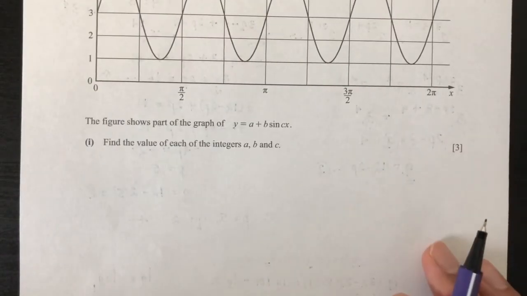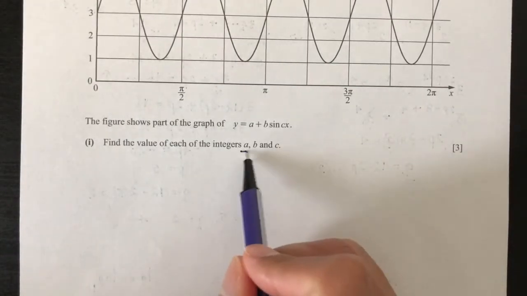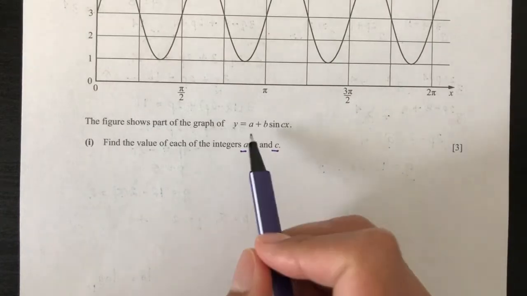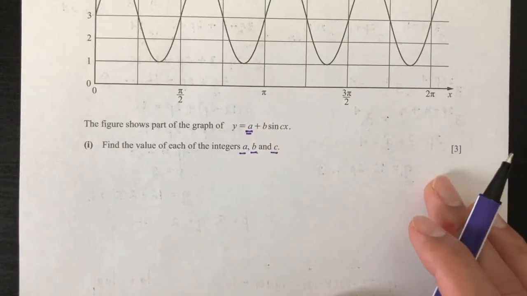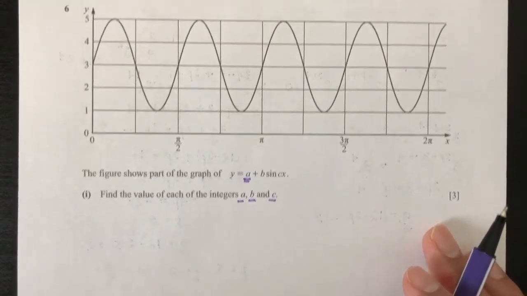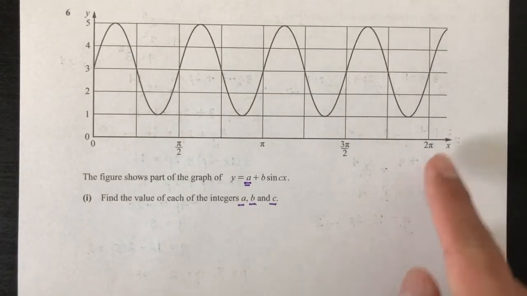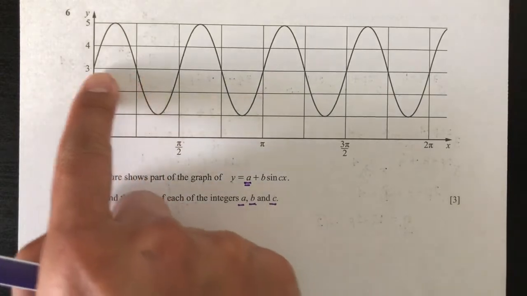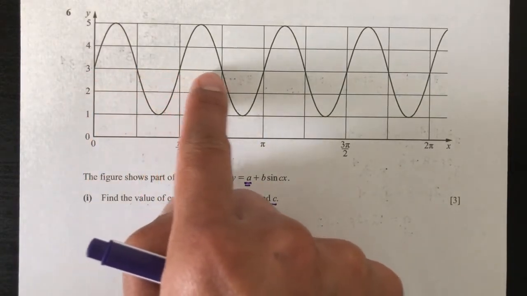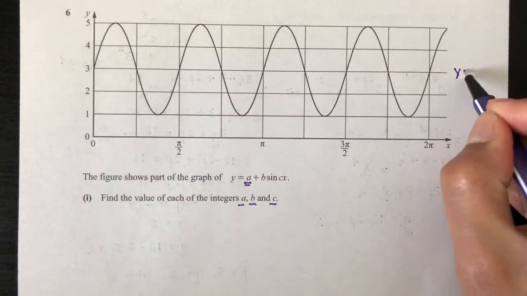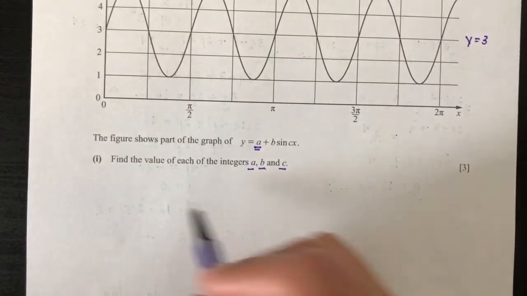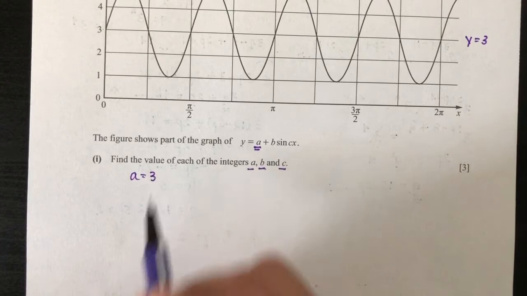So for part 1, we have to find the values of a, b, and c. First, let's find the value of a. A is your baseline. The baseline is a line that cuts your curve exactly in half. If you observe, this is the line that cuts my curve exactly in half. So this is my baseline, which is y equal to 3. So your value of a will be equal to 3.